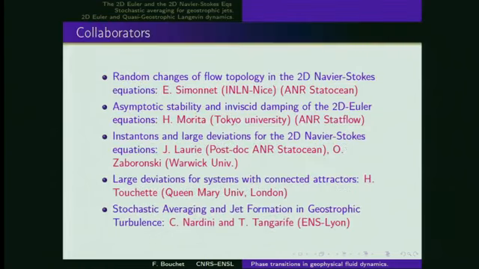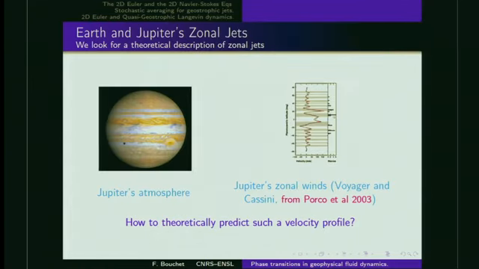I will be a bit fast with this first few slides. So one example, for instance, is the way the turbulence self-organizes on the planet Jupiter, so in Jupiter's troposphere. And so the main feature is that there is a self-organization on the large scale. You can see here these bands.